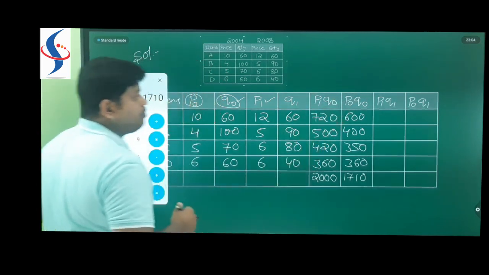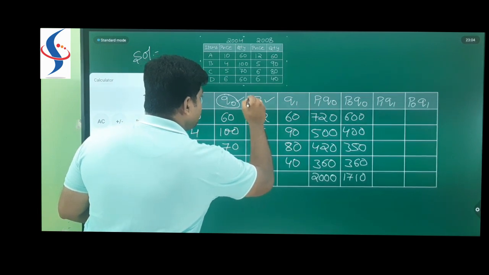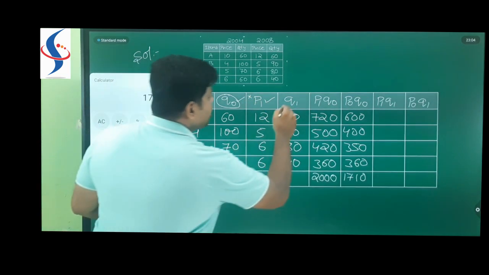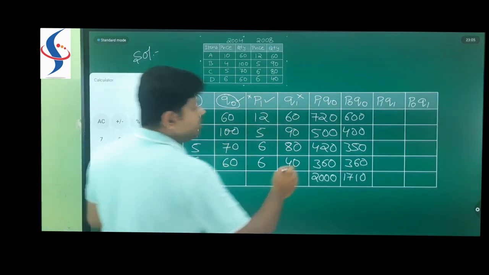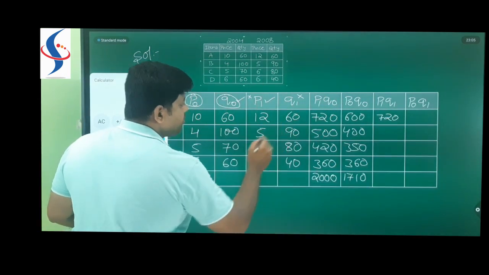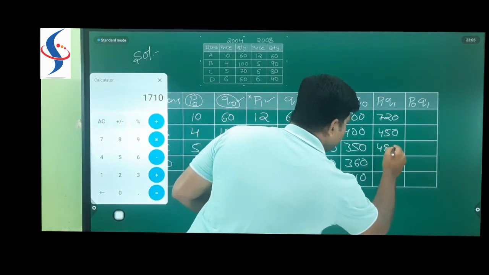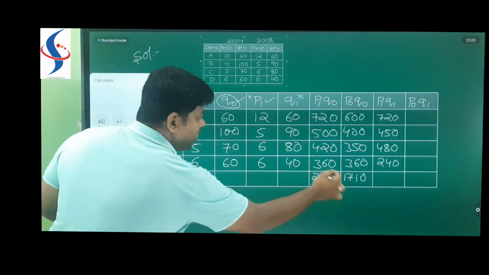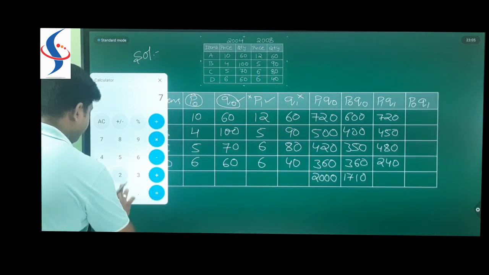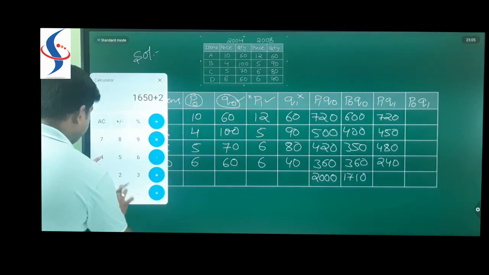Next column P1 into Q1. I'll just put the multiplication mark P1 into Q1. So 12 60s are 720. Then 5 90s are 450. 6 8s are 48, that's 480. 6 4s are 240. So we need to add and write down the total there. 720 plus 450 plus 480 plus 240. That gives 1890.